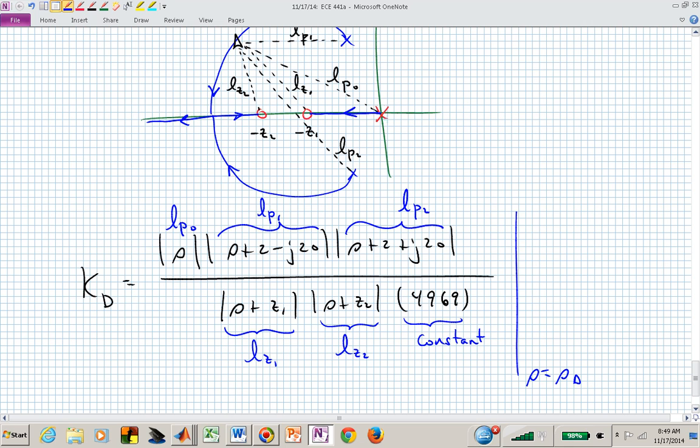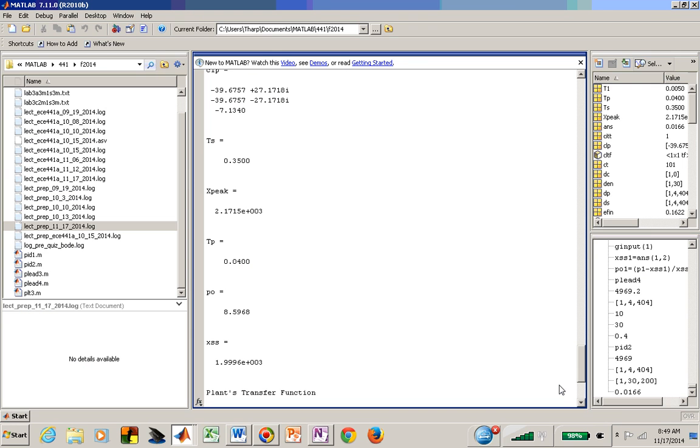But if that was at minus 40 plus and minus j27, you could compute those lengths. And we did the length calculation graphically with PID 2 in Matlab. And it came out to be 0.0166 to give us those values. Are there questions on this process?